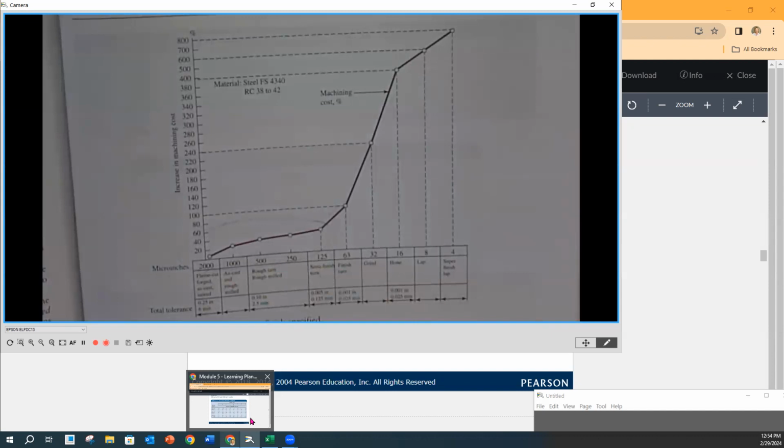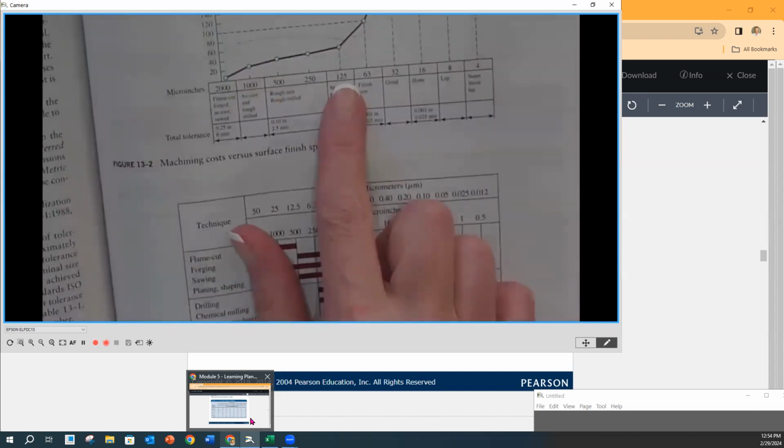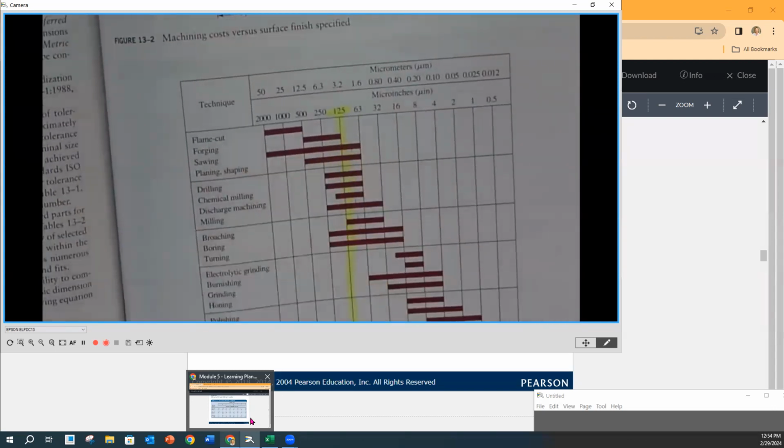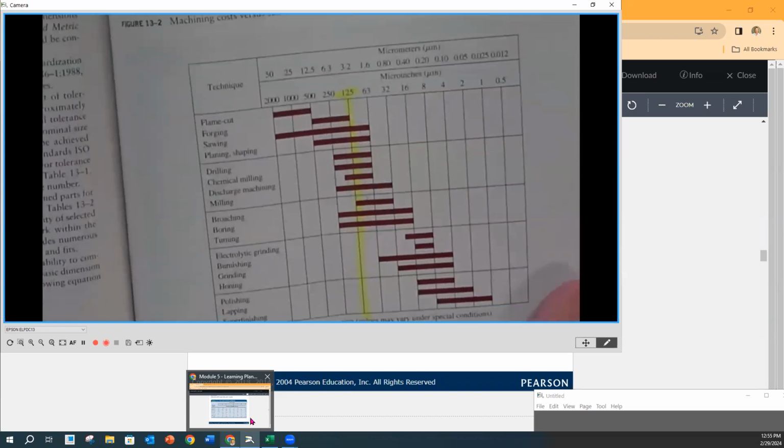All of that induces cost, because now I've got to wrap my parts up, ship them out, wait for them to come back, bring them back in, and inspect them. That's all time, and time is money. So when you can live in the 125 or in the capabilities of those run-of-the-mill machine shop operations, you are going to be in a golden place as far as manufacturability.